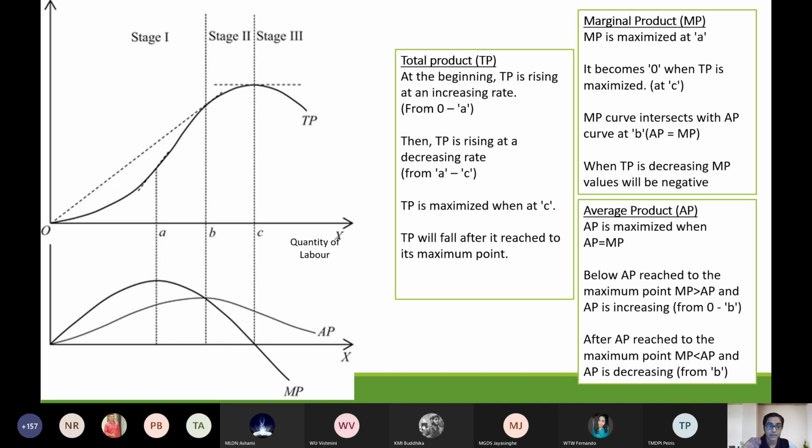Okay, don't mix up AP and MP. AP means average production, MP means marginal production. Okay, so these are the behaviors, right?